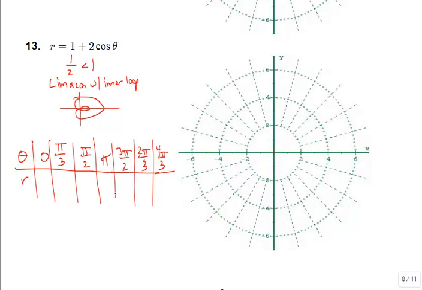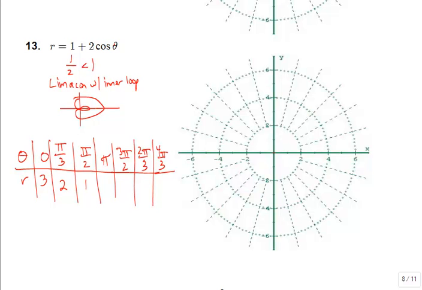So let's go ahead and figure out what some of these r's are going to be. Let's let theta be 0, so this goes to 0. Cosine of 0 is 1, so we get 1 plus 2, which is 3. Now let's let theta be pi over 3. Remember we said cosine of pi over 3 is a half, and when I multiply that by 2, that cancels out to a 1 plus the 1 that was out front, so this is going to be 2. Now let's let theta be pi over 2. That means cosine of pi over 2 goes to 0. 1 plus 0 is going to be 1.